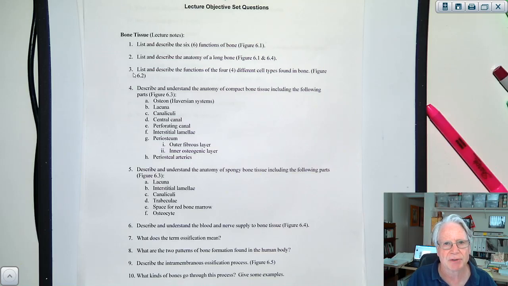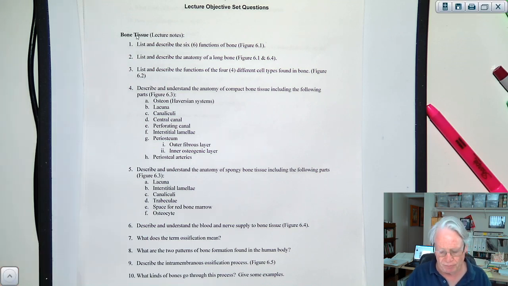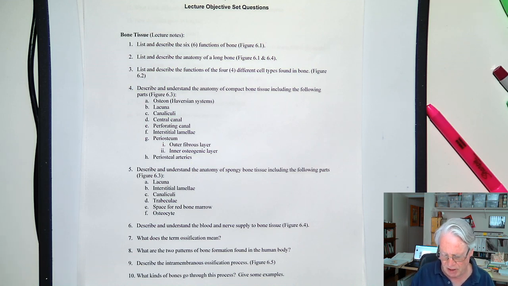In a series of lectures on bone tissue, today we're going to go through and describe bone structure. We'll look at compact bone, we'll look at spongy bone, and then we'll begin to talk about how bone is made, of which there are two processes. So we'll look at that.